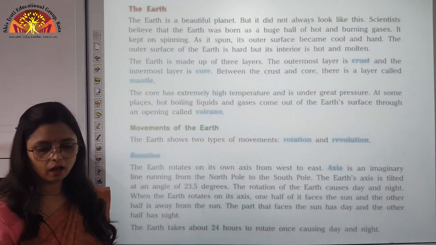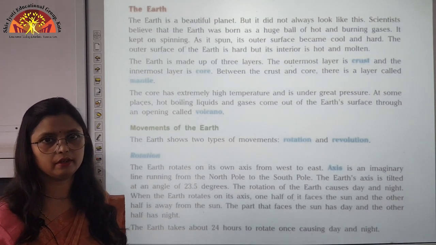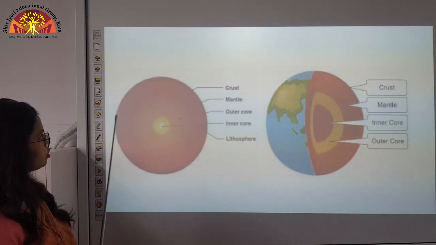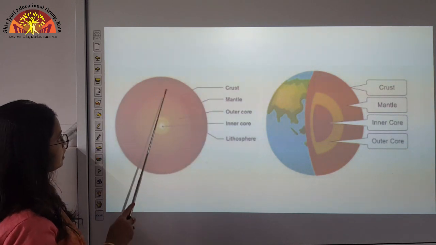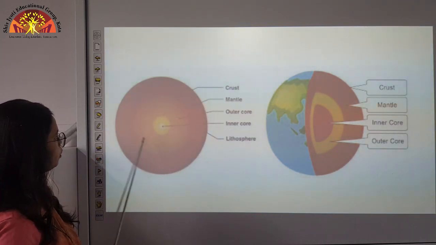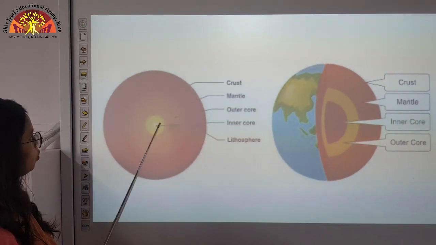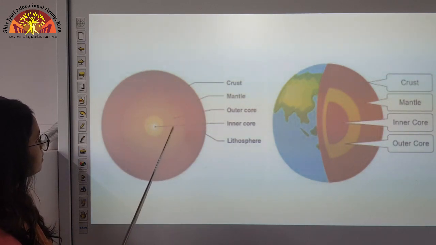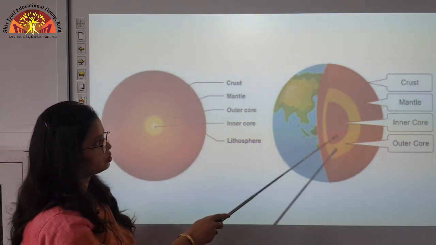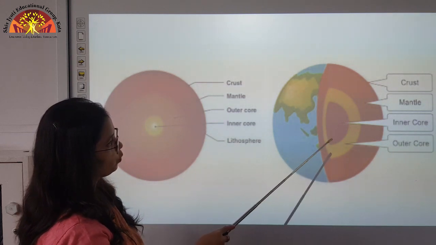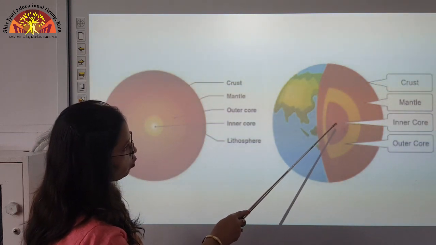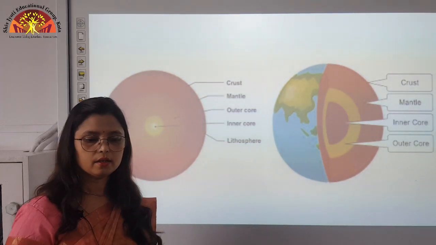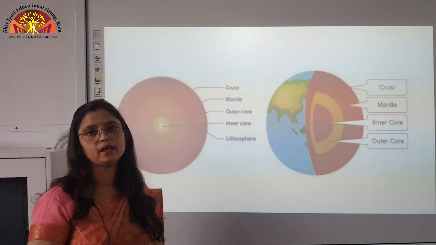Now I will show you the different layers of the Earth, children. So see children, these are the different layers of Earth. You can see this outer one is the crust, the middle one is the mantle, and the inner one is the core. Here this is the inner core which consists of hot molten liquids, and then this is the outer core. You can see here also Earth is spherical in shape. So when we open it, this innermost part is the core, then the mantle, and then this outer rocky part is the crust. Okay. So now we will move to the movements of the Earth.